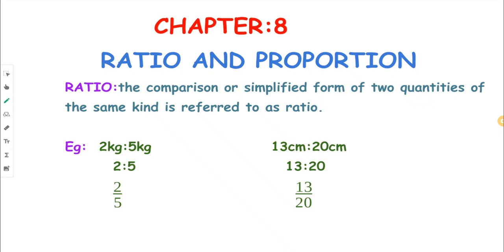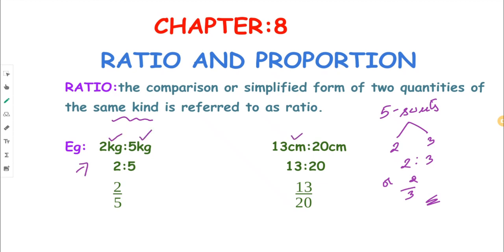Suppose you have 5 sweets and you divide these sweets among 2 people. That means one of them will get 2, the other will get 3. If I write them in terms of ratio, it will be simply 2:3, or you can write it 2/3. Clear? So this is what it means by ratio. You're just comparing. And when you look here, of the same kind is there. Now, same kind means what? Look at this first example: kg, kg, centimeter, centimeter.